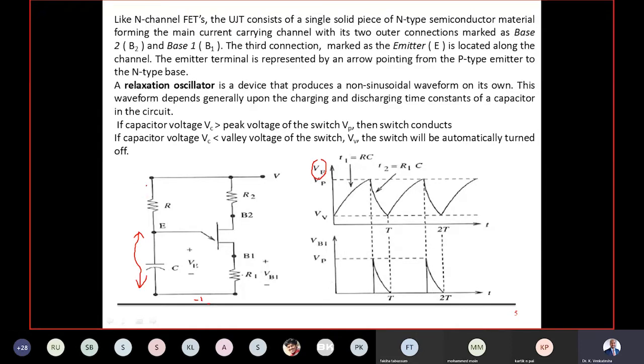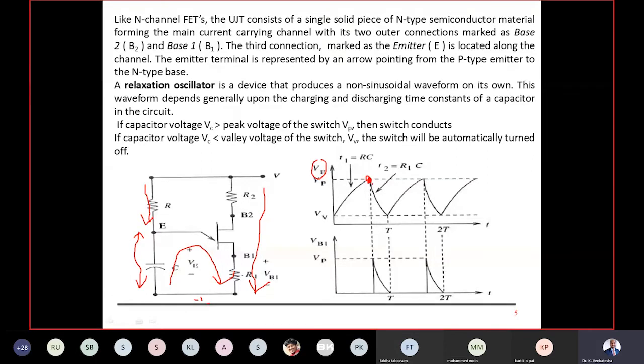Now, we have given the supply, the current starts flowing here, but the switch is off, so current won't flow through it. The capacitor starts charging. When the capacitor voltage approaches the peak voltage here, immediately the switch will be turned on. When the switch turns on, the capacitor discharges. At the same time, main current flows here because the switch is turned on.